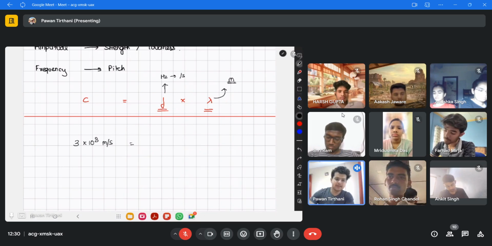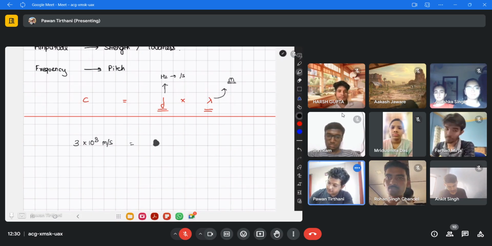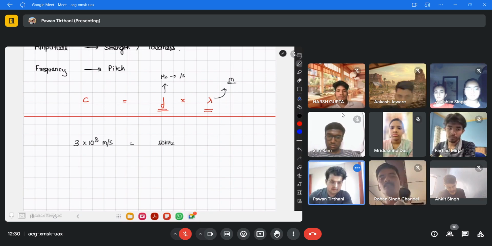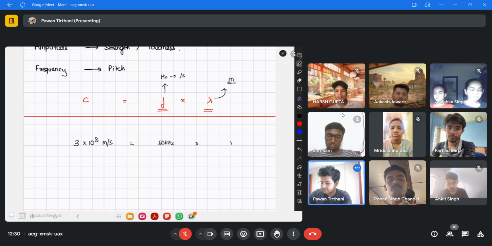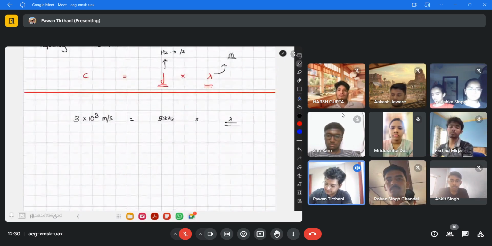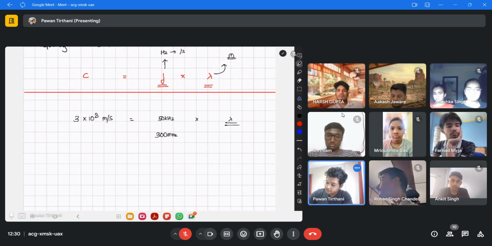अब एग्जाम में क्वेश्चंस कैसे आएंगे? एग्जाम में क्वेश्चंस आएंगे, you will be given, okay, you have one frequency, you have the frequency of 50 kilohertz, find out the wavelength. You will have a frequency called 300 megahertz, find out the wavelength.